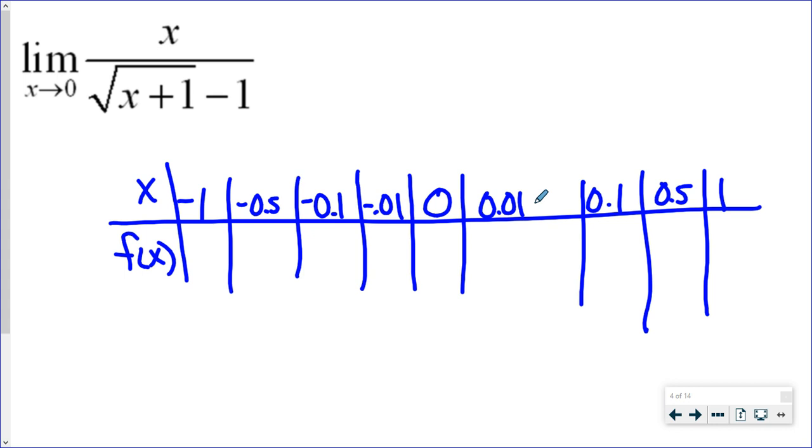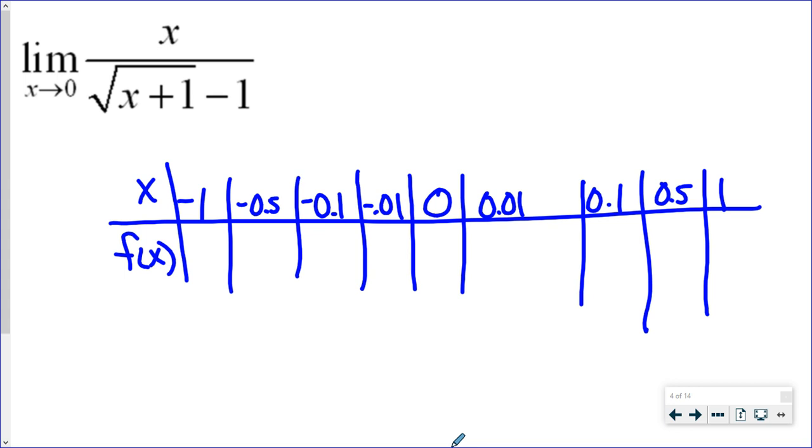So we have x over the square root of x plus 1, all minus 1. Somebody will have to remind me of this at some point. Actually, I can write it down here. Obviously we're going to want to use a calculator to get these values, correct?